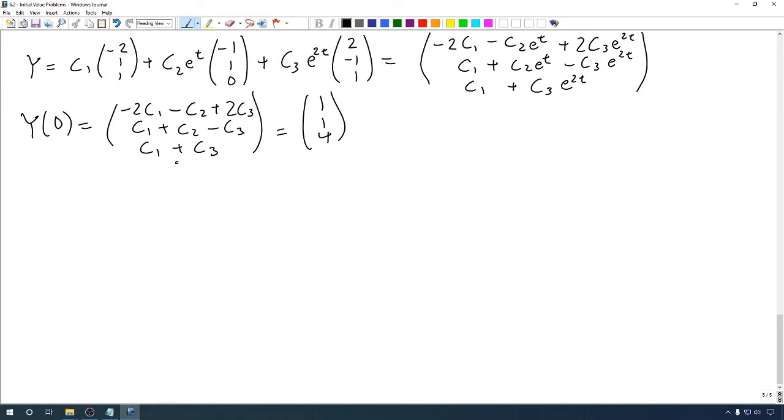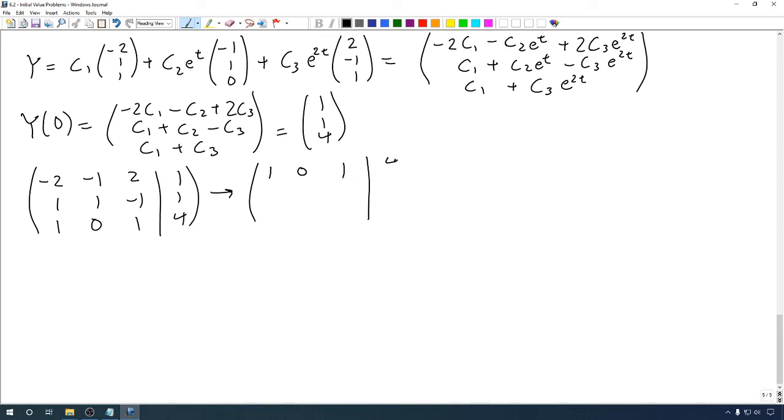Again, this is a system of equations. We can solve it the way we know how to do that. So we're going to set this up as an augmented matrix. We have negative 2, negative 1, 2, 1, 1, negative 1. And of course, we do need the 0 here with our augmented part of 1, 1, 4. I'm going to move my third row to my first row. Then I'm going to use that to cancel out the other two things in that column. I'll be left with a 1, negative 2, negative 3, and negative 1, 4, 9.